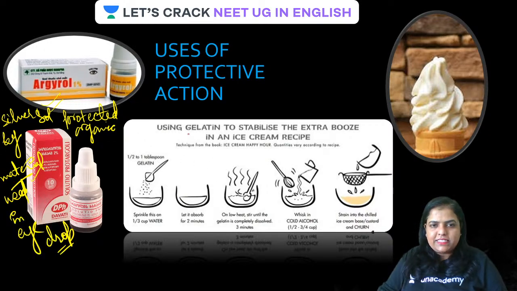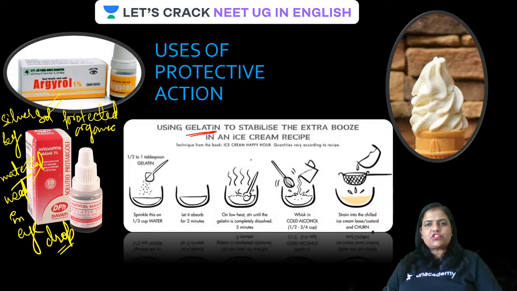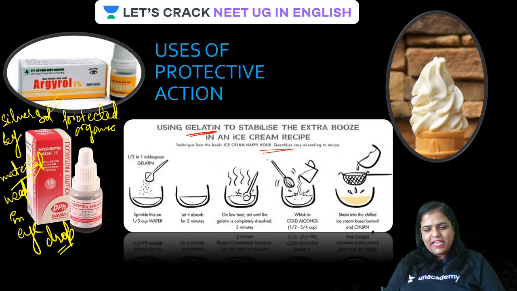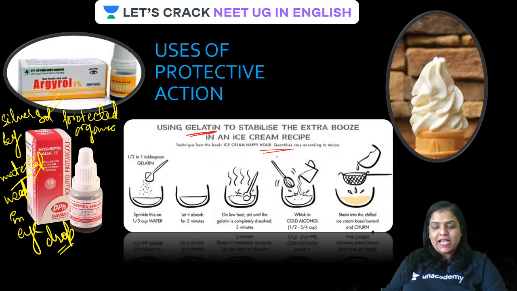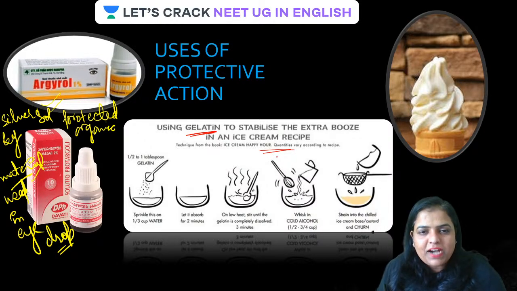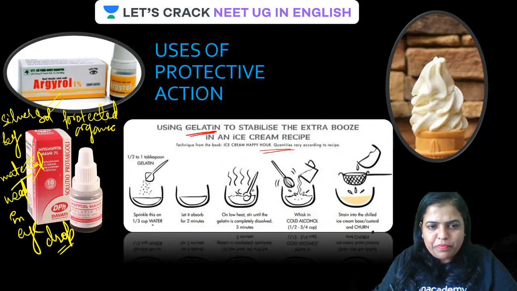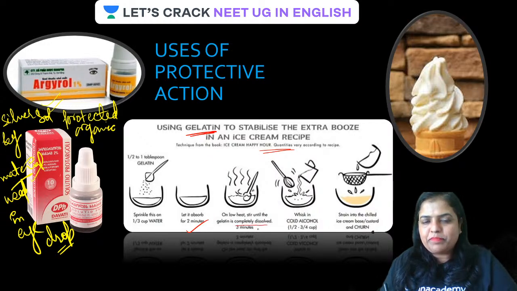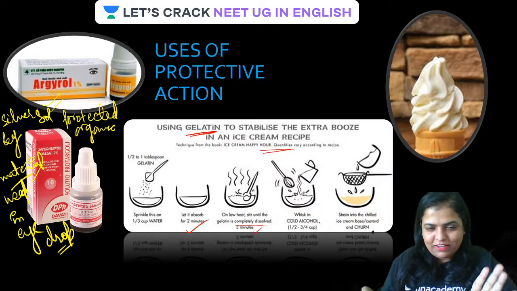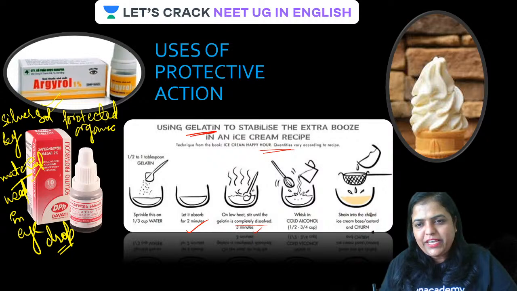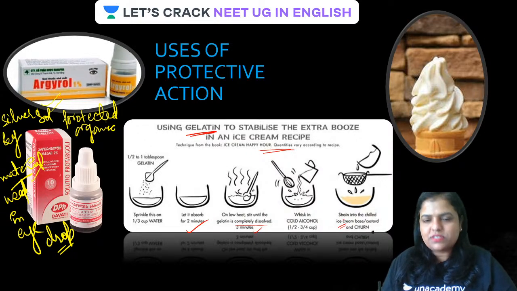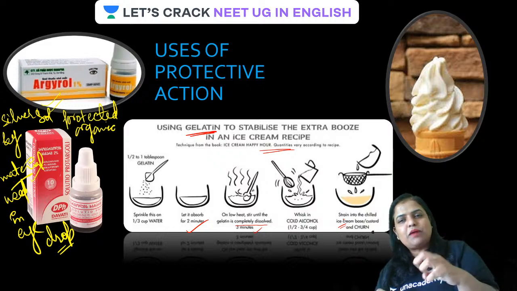Gelatin is added to stabilize the extra boost in an ice cream recipe. Yes, guys, it is used. Gelatin is added in the preparation of ice cream to protect the particles of ice. How is it done? Simply, gelatin is sprinkled on one-third cup of water. Let it absorb for 2 minutes. On low heat, stir until the gelatin is completely dissolved, and then whisk in cold alcohol, otherwise there is no need. Okay, simply whisk it. Strain into the chilled ice cream base or custard, and it is going to give you the extra boost, guys.